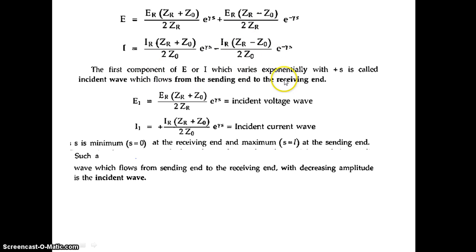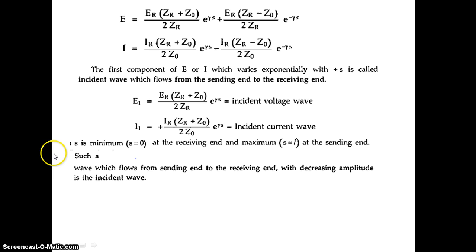The first component, which varies exponentially with plus S, is called the incident wave, which flows from the sending end to the receiving end. This is E1 and this is E2. E1 equals ER times (ZR plus Z0) by 2ZR, times e power gamma S, which is the incident voltage, and similarly the incident current wave.